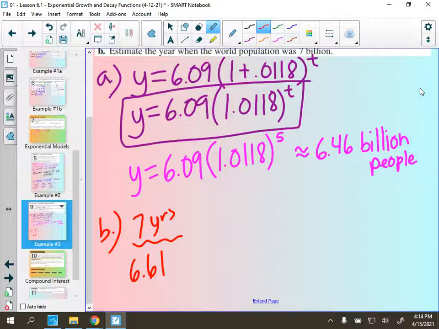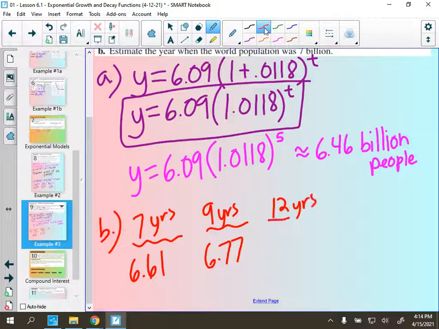So I don't know. Should we go up to 9 years? Let's try it out. Checking this out here. 6.77. So we're getting closer. Maybe we should jump a little bit more. I jumped by 2s there. Maybe let's go up to 12 years later.